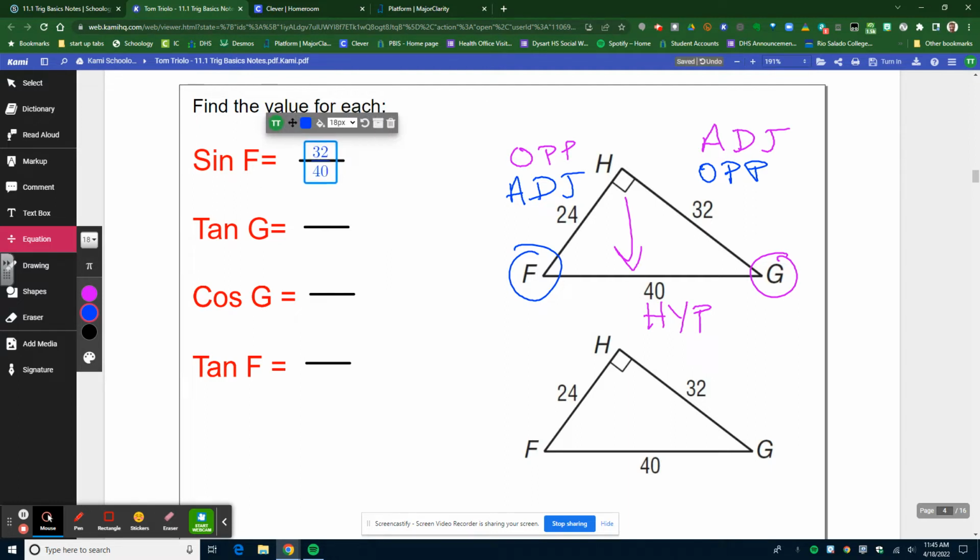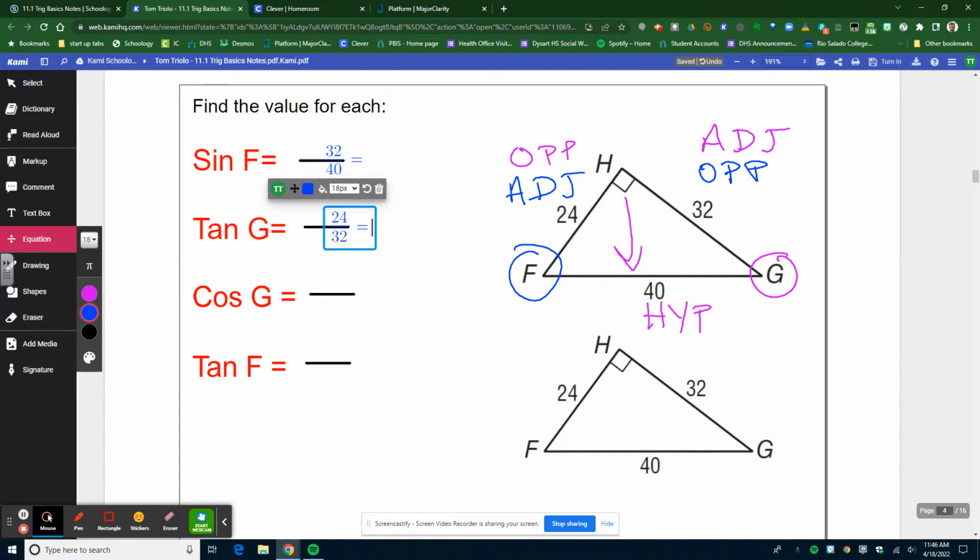Let's move this down a little bit, and then let's move it over towards the end because we're going to make an equal sign. Everything can be simplified. We're going to simplify them a little later. Okay, so tangent of G. So I'm looking at the purple one. Opposite over adjacent, so 24 over 32. So 24 divided by 32, and again, let's put a little equal sign. We're going to simplify those a little bit later.